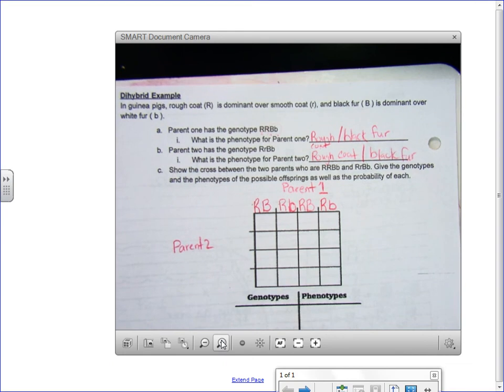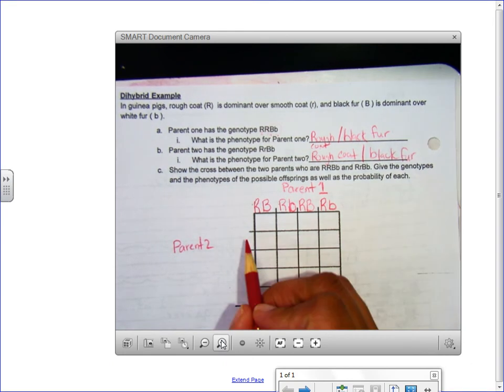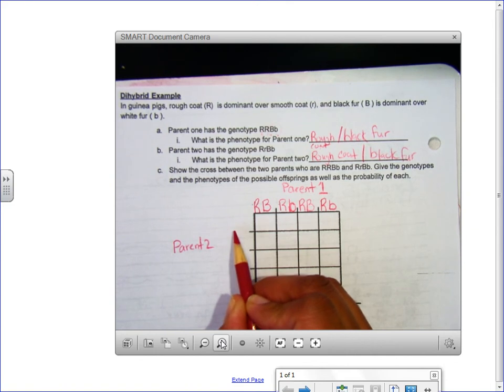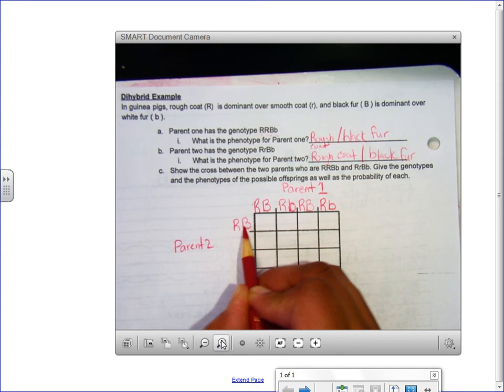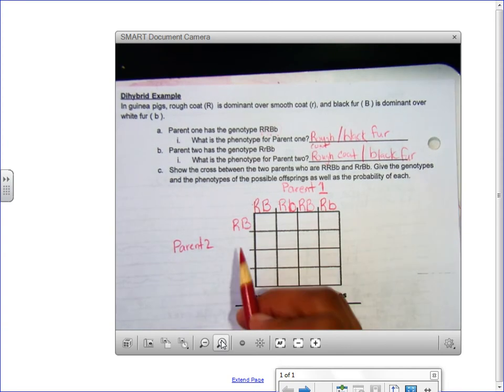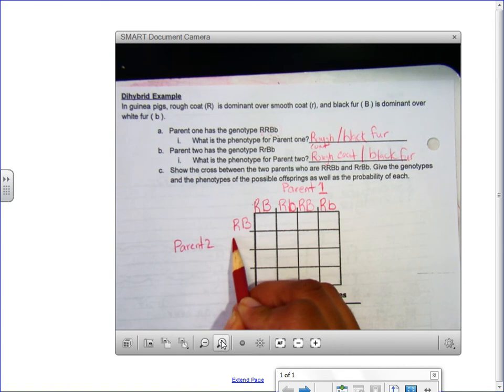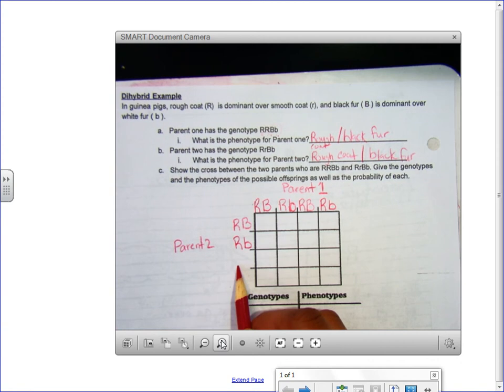Are we good? Okay, somebody raise your hand and tell me what it would be for the first parent here. What's one of the possibilities? Capital R, capital B. Capital R, lowercase b. Somebody else. Luis.